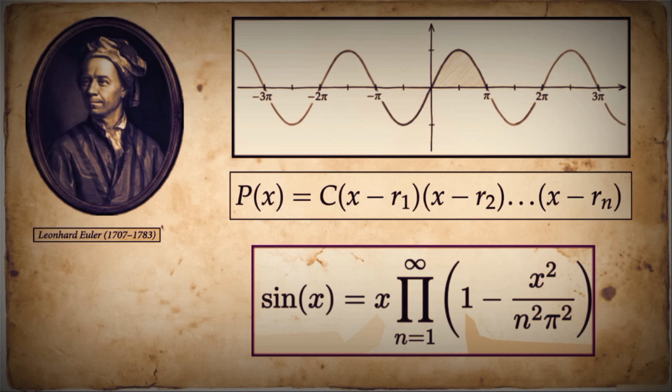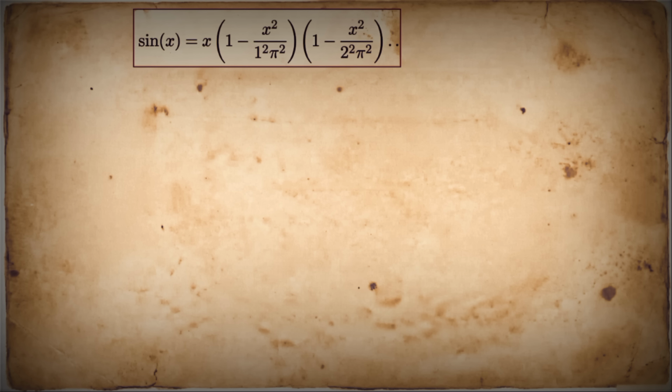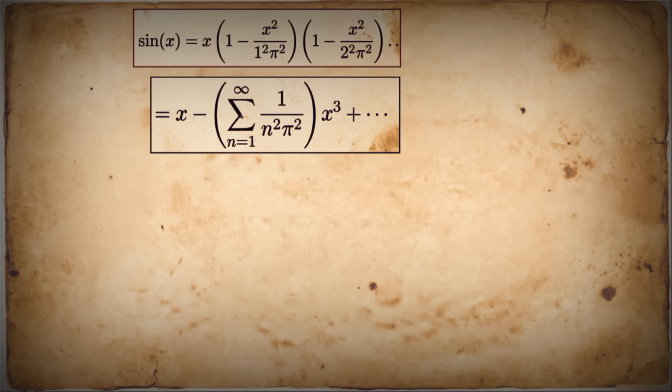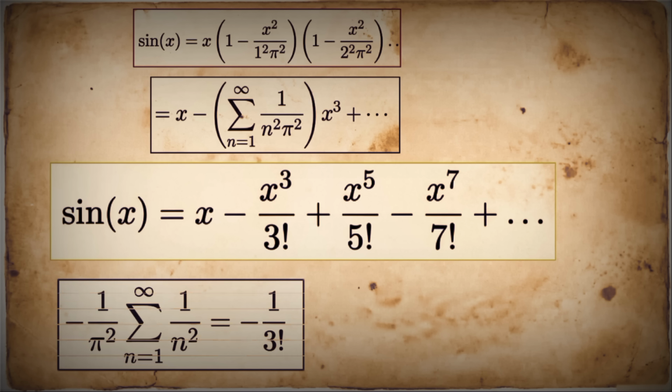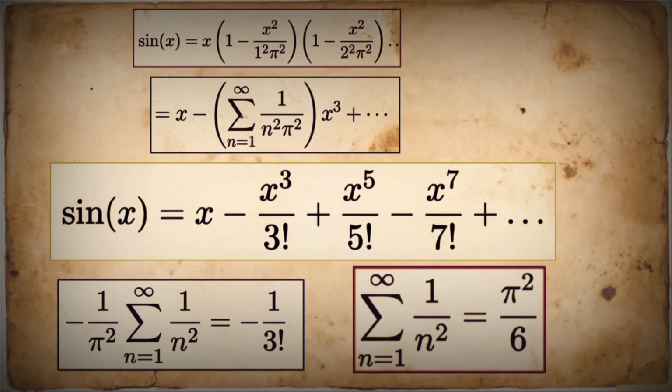Euler then used this product to solve the Basel problem, the sum of 1 over n squared, by expanding the product as a series and comparing coefficients with the known Taylor series of sine. We are not going to follow that path, because it does not generalize easily. Instead, we use the product idea more broadly.